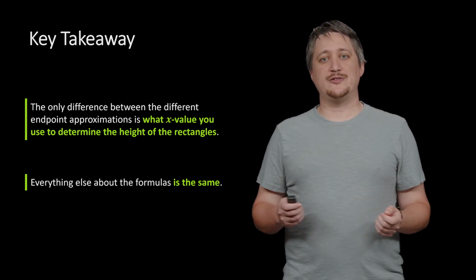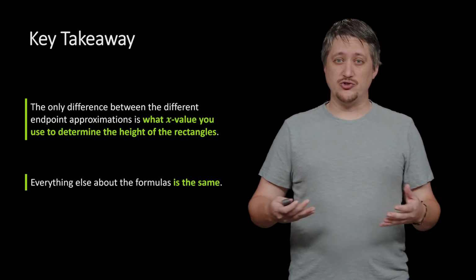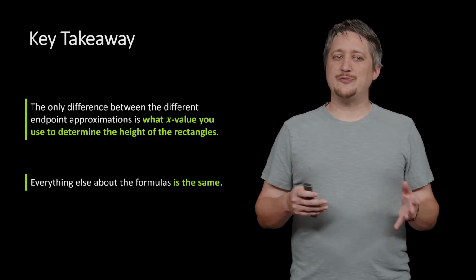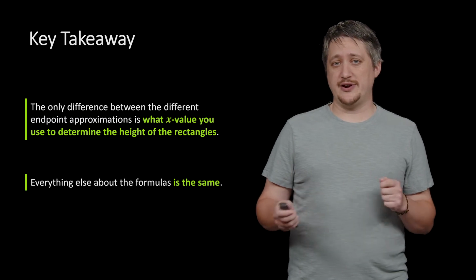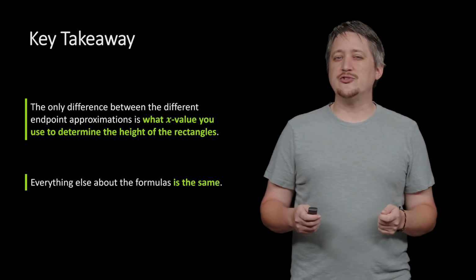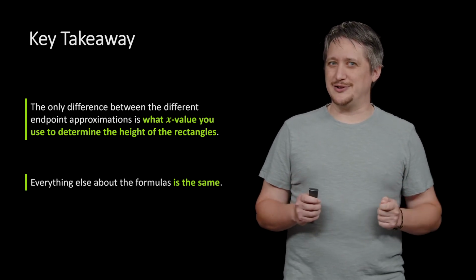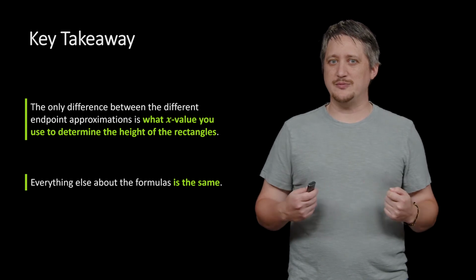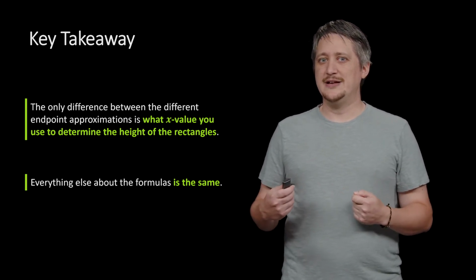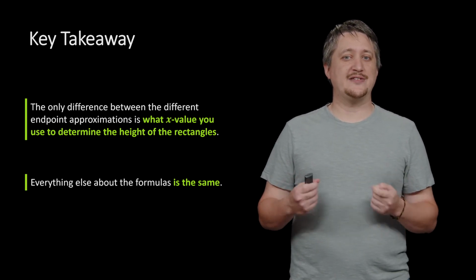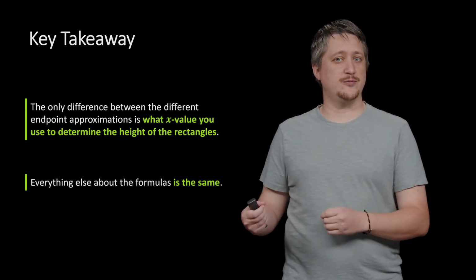So looking forward, as we try to expand this into a more general formula, this tells us that we should expect the formulas for the different endpoints, the left endpoint versus right endpoint versus midpoint, to look really similar, because lots about these different approximations are always the same. The only thing that's different is how we are choosing the x value for the height. So that's the only thing that should differ between the different formulas.